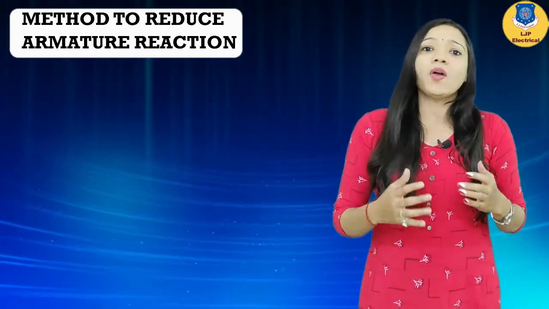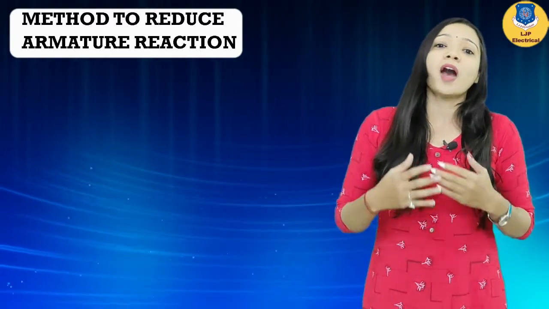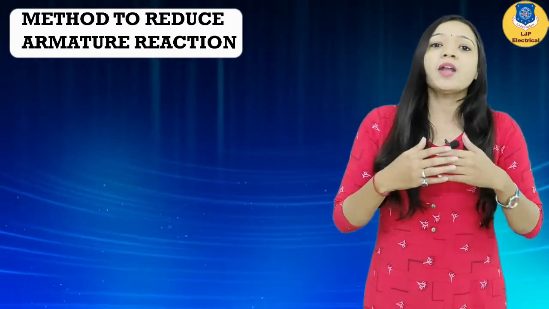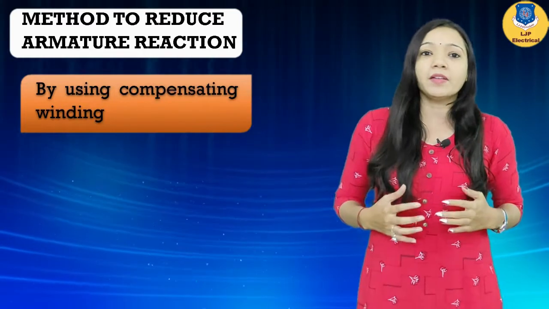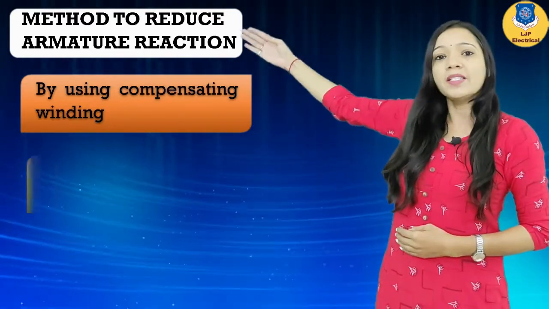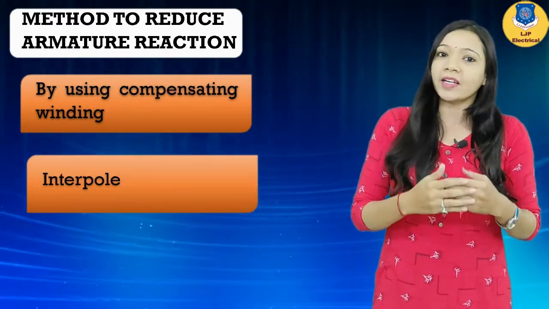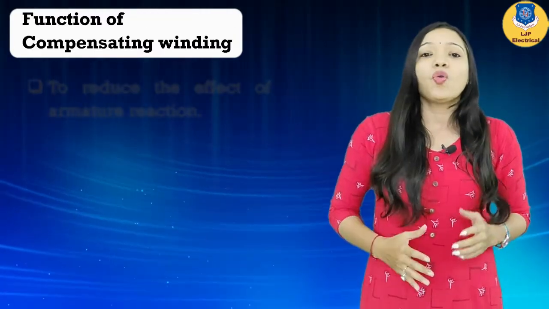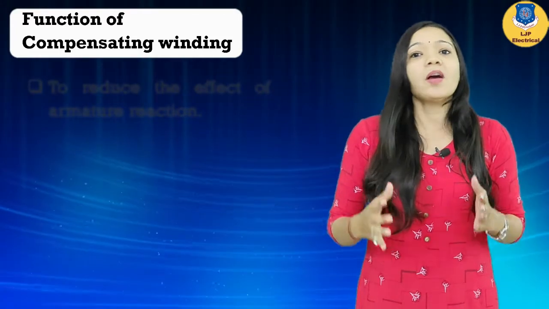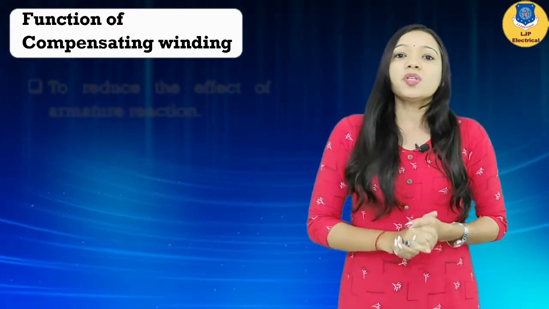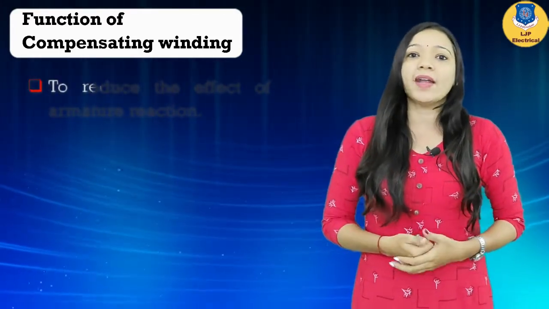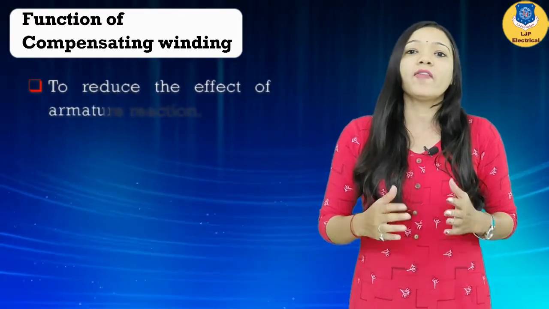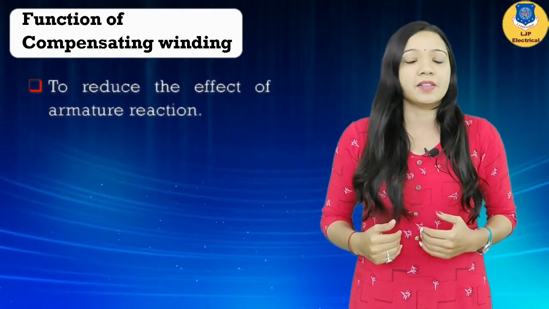So now, how can we reduce the effect of armature reaction? There are two methods. The first method is using the compensating winding and the second method is using interpoles. So let's see the first method, using the compensating winding. The function of the compensating winding is to reduce the effect of armature reaction.